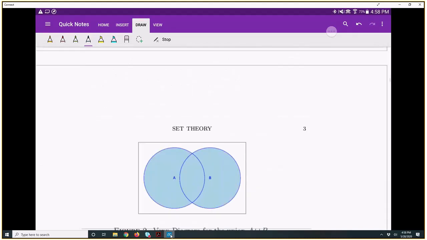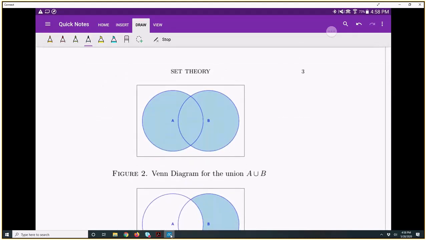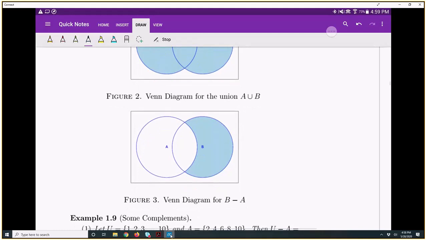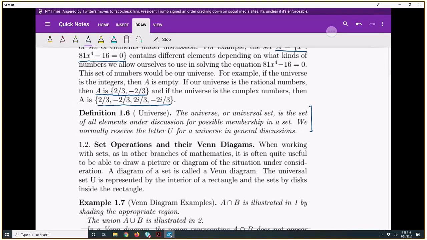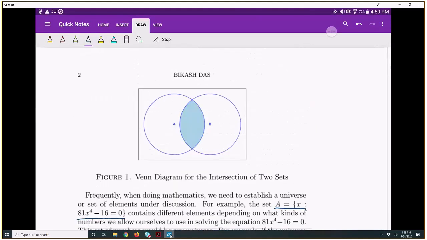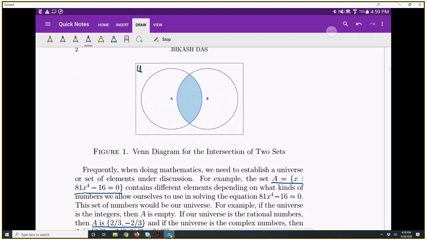And we also have the union of A and B here. We've shaded all of A and we've shaded all of B. If we're talking about a universal set, that is usually this rectangle here. So the rectangle will usually represent the larger set U, the universal set that A and B exist within.